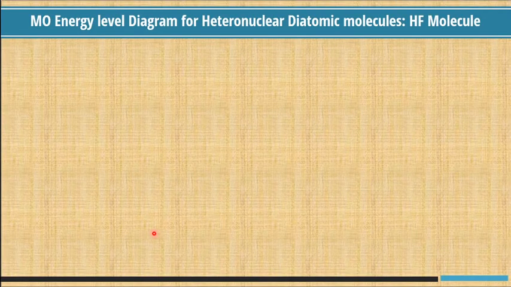Let us consider the molecular orbital energy level diagram for a heteronuclear diatomic molecule, that is the HF molecule. Why are these called heteronuclear diatomic molecules? Because we are using two different atoms. In the HF molecule we have an H atom and an F atom. So the combination of these two atoms gives rise to the formation of the HF molecule. Therefore, as there are two different atoms, it is called a heteronuclear diatomic molecule.